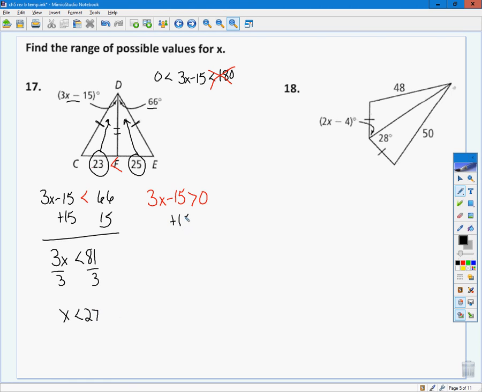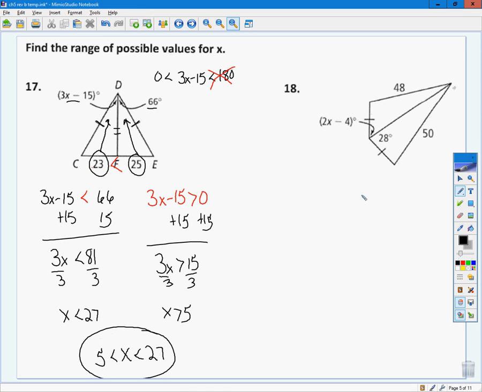I'm going to add 15 to both sides. I have 3x is greater than 15. When I divide both sides by 3, I get x is greater than 5. So I know x has to be larger than 5, but it has to be smaller than 27. There's my range. I do the same thing on this next problem.